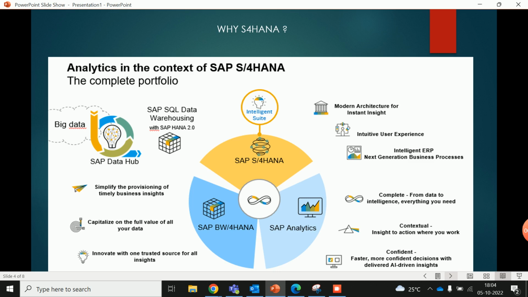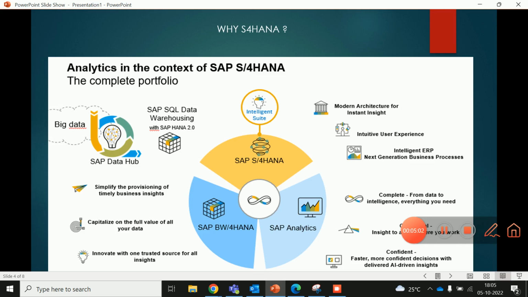So here, why should a customer implement SAP S4 HANA? Here you can see on my screen. It's a modern architecture for instant insight, intuitive user experience, intelligent ERP, next generation business process, complete from data to intelligence, everything you need. So you know what that means? From managing data to organizing that data, presenting that data as per the requirement of the user, that can be possible with the help of S4 HANA.